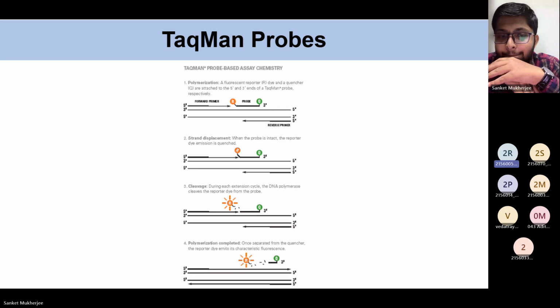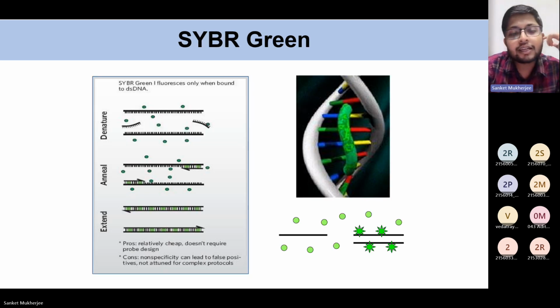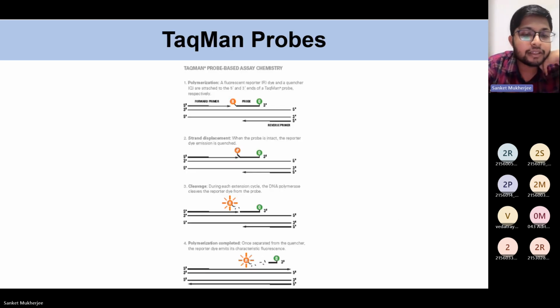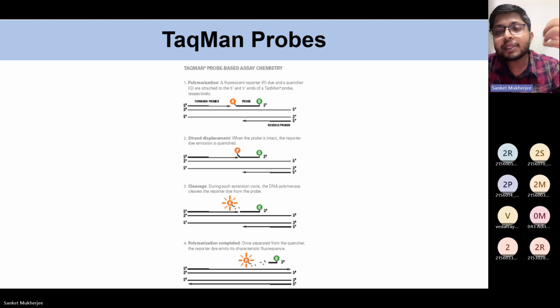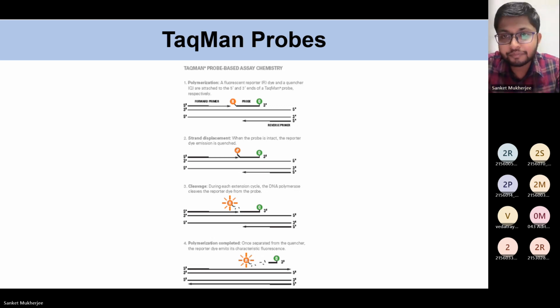Okay, so at what step do you think we can check? We will come to it later, but what could be the disadvantage of this process, TaqMan probes? If polymerization does not happen, then there will be no fluorescence, so that is fine, there is nothing wrong.